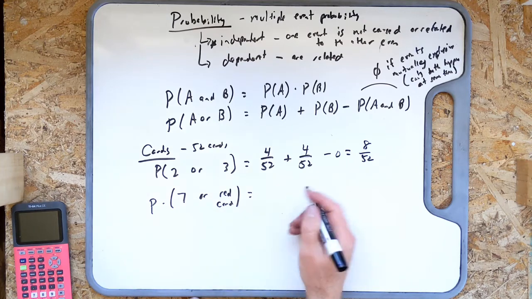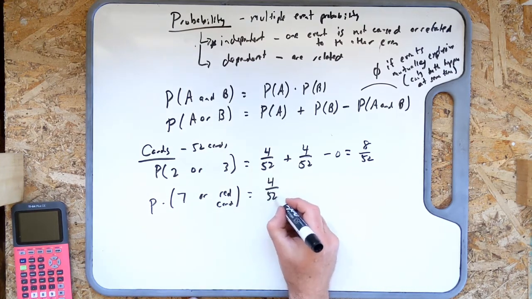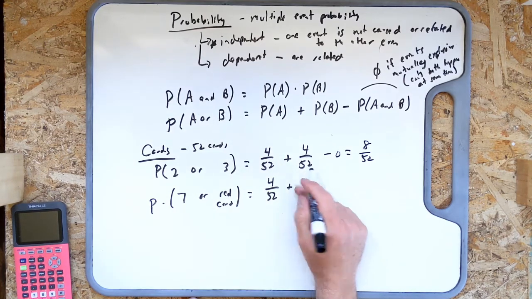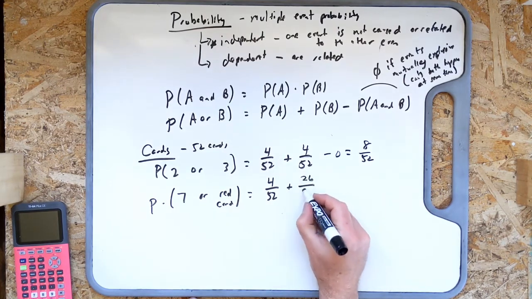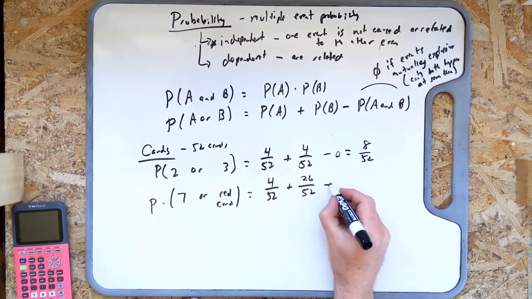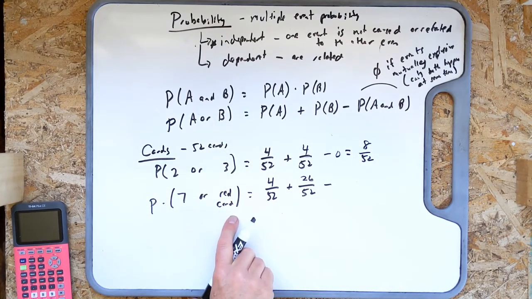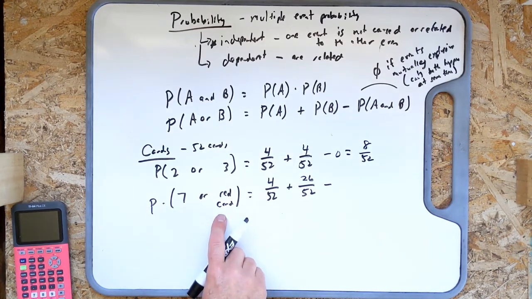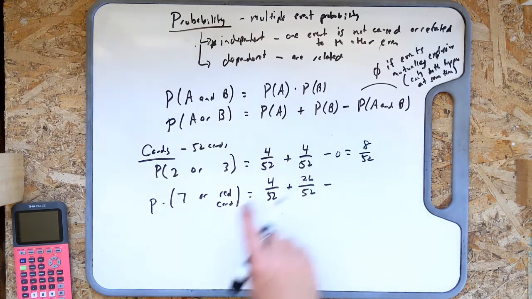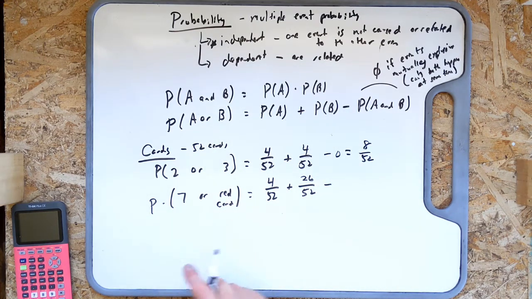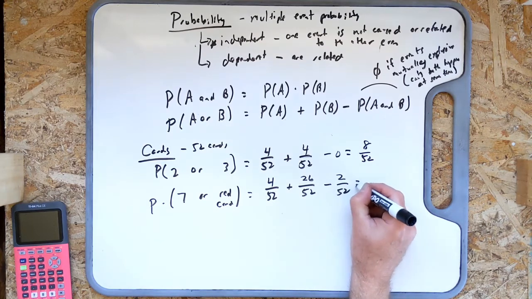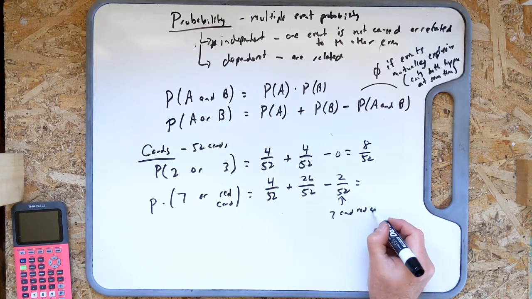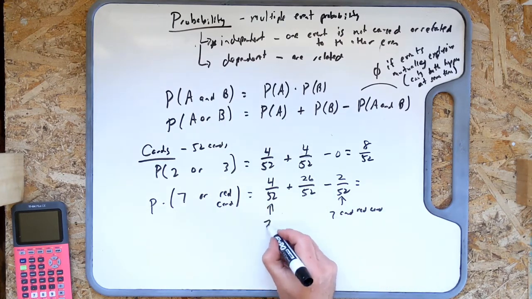Okay, probability of a 7, there are 4 of those again, out of 52. Probability of a red card, there are 26 red cards out of 52. Now this time, you can be both a 7 and a red card. For example, you can have a 7 of diamonds or a 7 of hearts. So you have to subtract the probability of that. So 7 of diamonds and 7 of hearts are my 2 possibilities out of 52. So in this case, this is the probability of a 7 and a red card, whereas this is the probability of a 7, and this is the probability of a red.